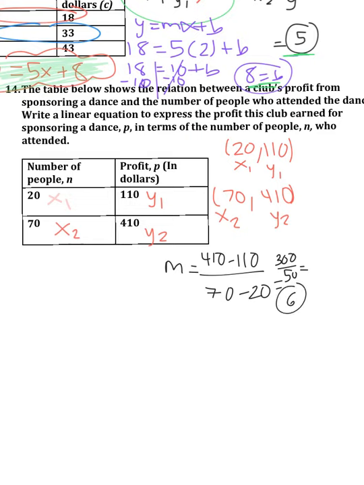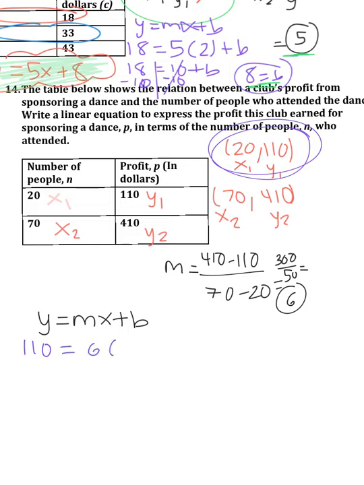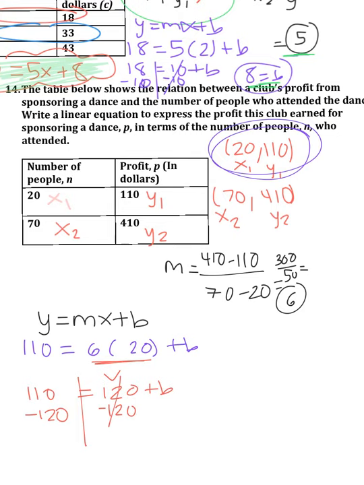is 6. Then I'm going to do y equals mx plus b. I'm going to pick 1 point. I personally am going to use 20, 110. 110 is my y, 6 is my m, 20 is my x, plus b. I'm multiplying 6 times 20. That's 120. I'm solving for b. It's a positive 120. I subtract. So 110 minus 120 is negative 10. That's my b. I'm going to use these two answers to make my equation. Y equals 6x minus 10.